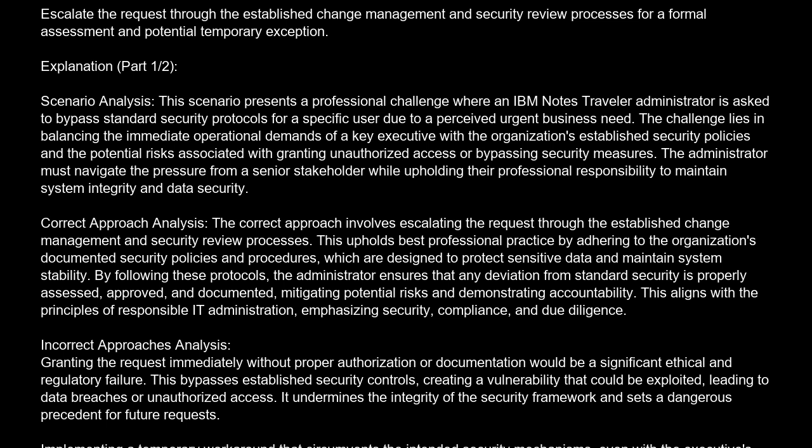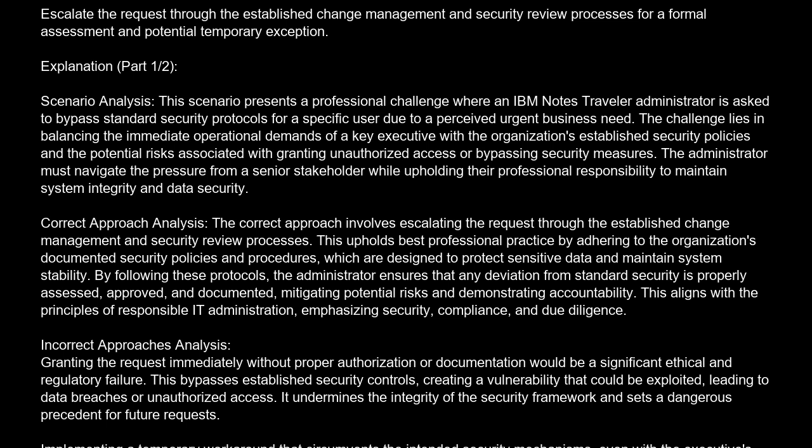Correct approach analysis. The correct approach involves escalating the request through the established change management and security review processes. This upholds best professional practice by adhering to the organization's documented security policies and procedures, which are designed to protect sensitive data and maintain system stability. By following these protocols, the administrator ensures that any deviation from standard security is properly assessed, approved, and documented, mitigating potential risks and demonstrating accountability. This aligns with the principles of responsible IT administration, emphasizing security, compliance, and due diligence.